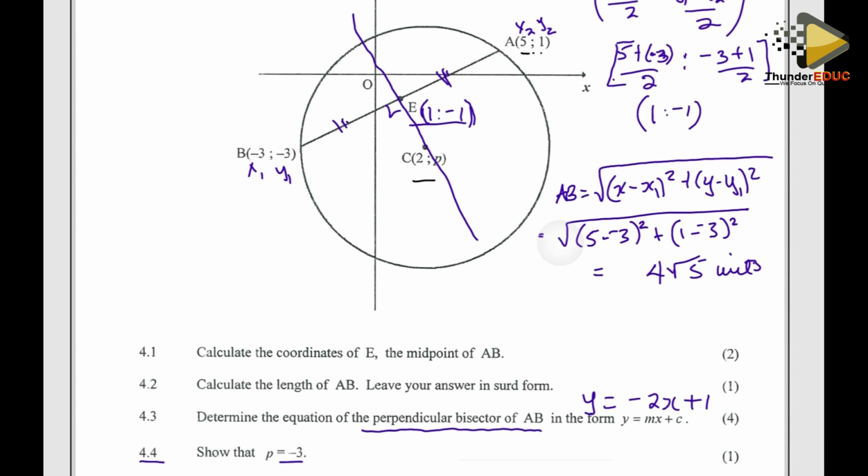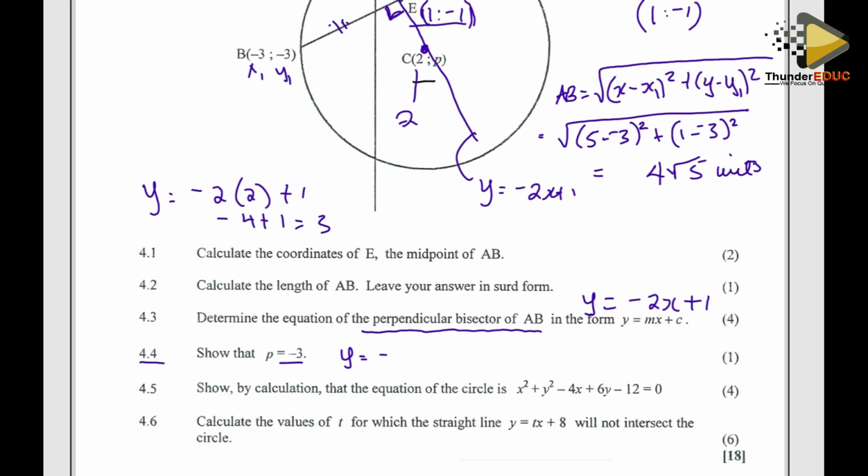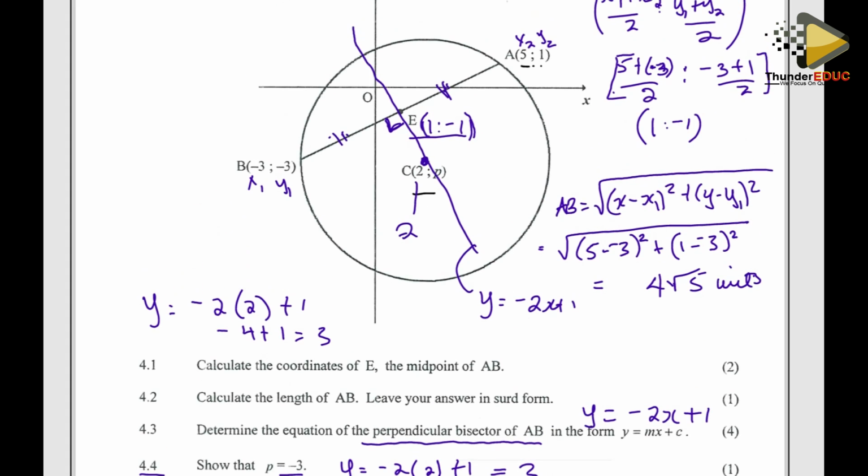P is negative 3. Okay, so from theorem number 1 of Euclidean, we know that if a line is perpendicular to a chord, and this line is bisecting the chord, automatically that line must be passing through the center. So I'm going to use this equation of y = minus 2x plus 1. Where there is x, I'll replace it with 2, which I've been given already. So my y is going to be minus 2 into 2 plus 1, so negative 4 plus 1, that gives me a 3.